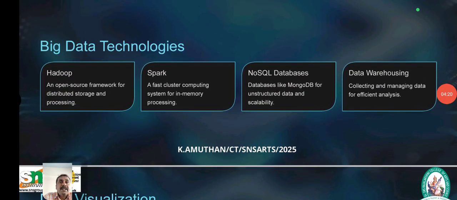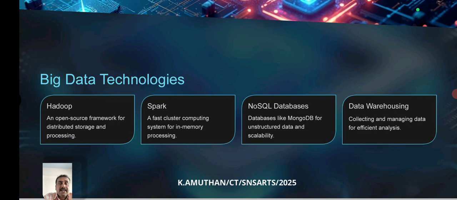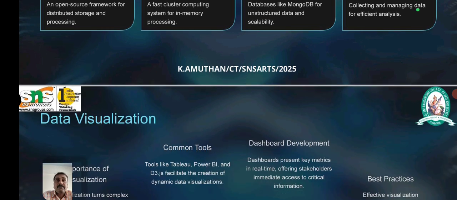What are the big data technologies? Hadoop, Spark, NoSQL databases, data warehousing. These are the main data technologies. Hadoop is an open source framework for distributed storage. Spark is a fast cluster computing system for in-memory processing. NoSQL databases, like MongoDB, are for unstructured data. Unstructured data has to be stored in big data, and NoSQL databases play a vital role in handling unstructured data. Data warehousing is collecting and managing data for efficient analysis.